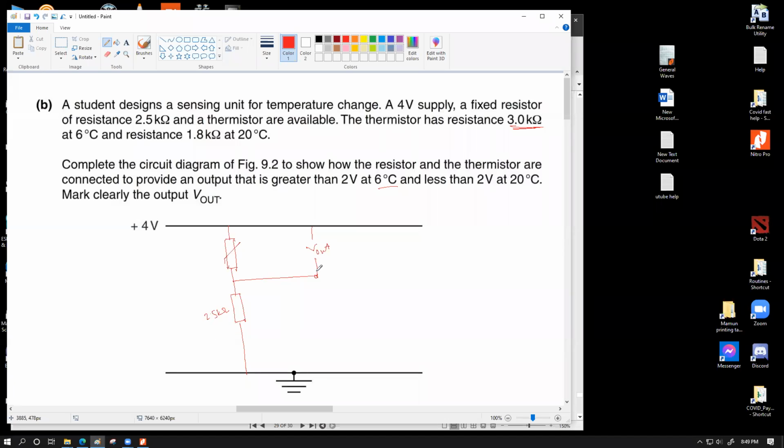Part of a circuit I'm explaining. Here we have the thermistor and the fixed resistor in series. I could have placed them any way, but I just placed them in a random order that I personally like. Then I'm going to judge them.